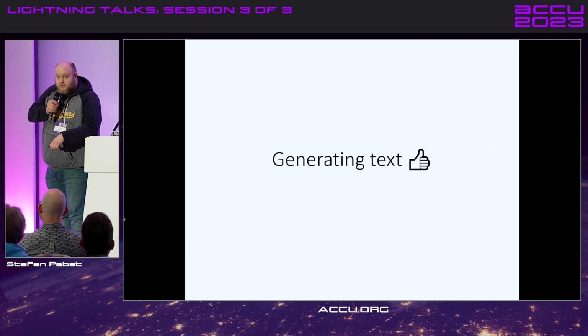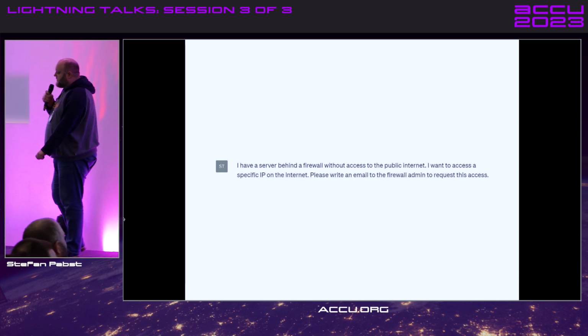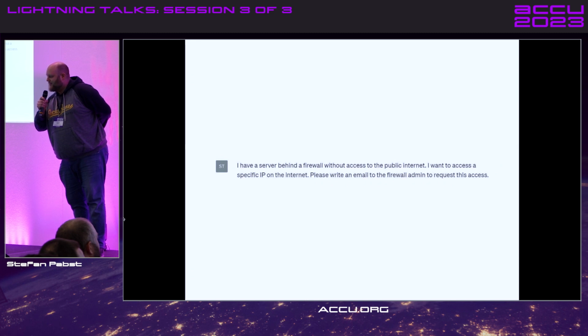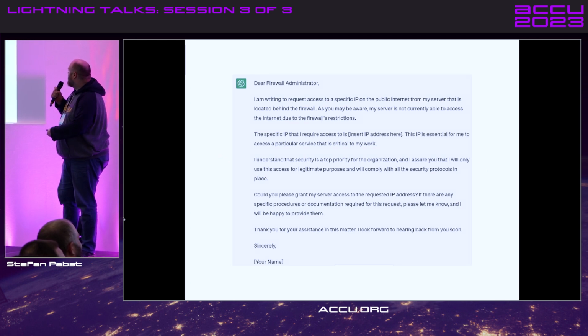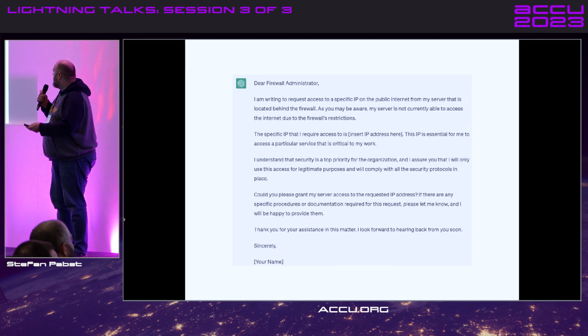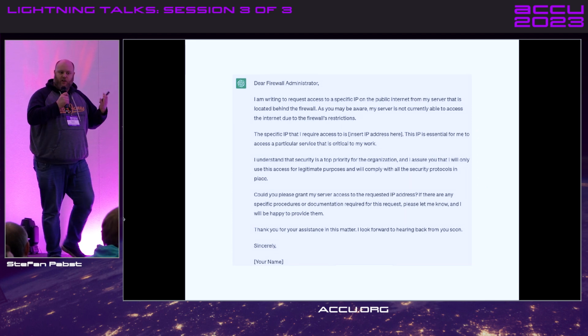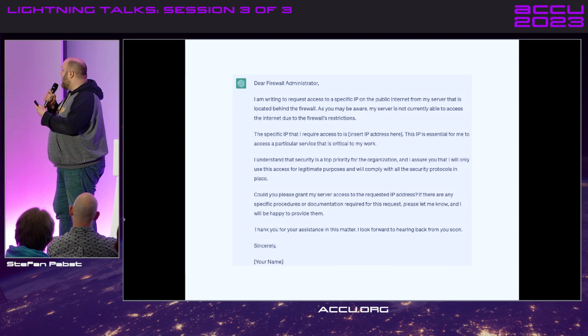What it is good at is generating text. I don't like writing emails. I can use ChatGPT to do that. I have a server behind a firewall without access to the public internet. I want to access a specific IP on the internet. Please write an email to the firewall admin to request this access. And this happily does. Dear firewall administrator and whatnot, it's all in there. It even has a passage about, oh, I know about the security implications. So it not only understood my request, it also understood the implications and generated a text accordingly.